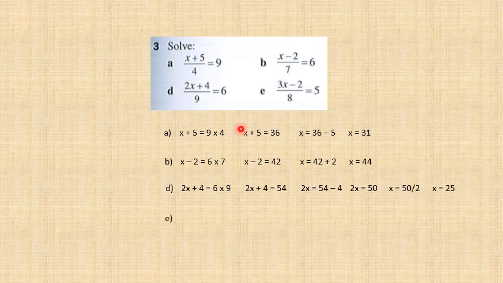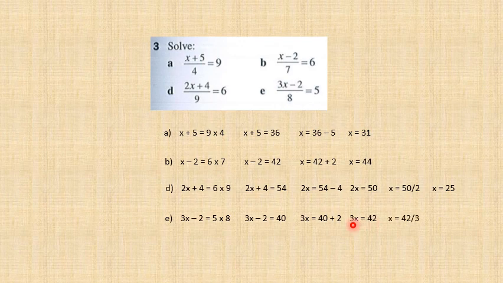Question A here. It's 3x minus 2 over 8 equals 5. Make the inverse operation by the number that is furthest from x here. It's 8, so the inverse operation is times. So 3x minus 2 equals 5 times 8, which is 40. And then here minus 2, I will make it plus 2 on the other side. So 3x equals 40 plus 2, which is 42. And then divide by 3. So it's going to be 42 divided by 3, which is 14. So x here equals 14.